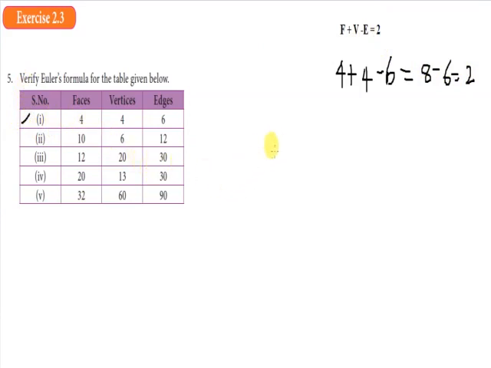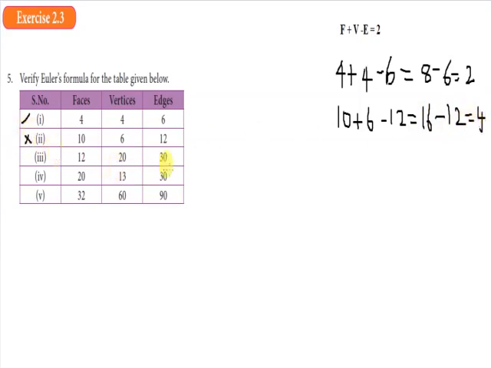So it is 10, 6, 12. Here I write faces are 10, plus how many vertices are there? Vertices are 6 here. You have to subtract the edges, which are 12. So the answer is 10 plus 6 is 16, minus 12. The answer will definitely not be 2. So the answer is 4 here. It is not satisfying, so I put a cross mark. Next we go with the next condition.